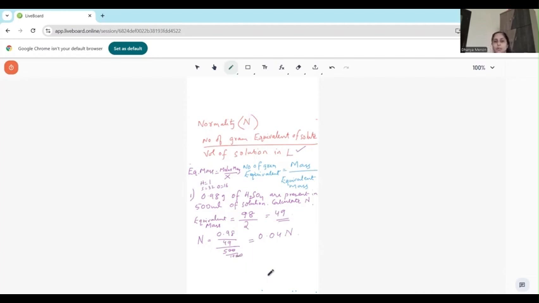So this is how you do it, students. You have to remember the formula. How can you find gram equivalents? Just remember, and then you have to complete the question. Hope till now it is clear, right? Till now it's okay, I hope so.